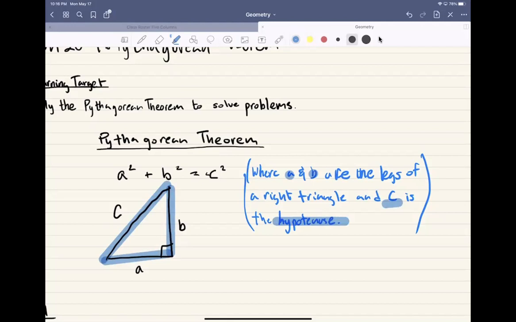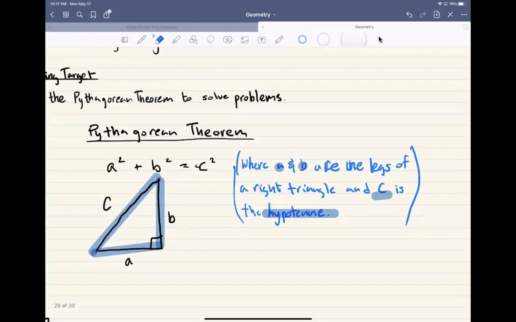And the Pythagorean theorem only works for right triangles. There is an extended version of the Pythagorean theorem, an adjusted version, where you can use it for any triangle. But for the purpose of our class, we're just going to focus on right triangles, okay?